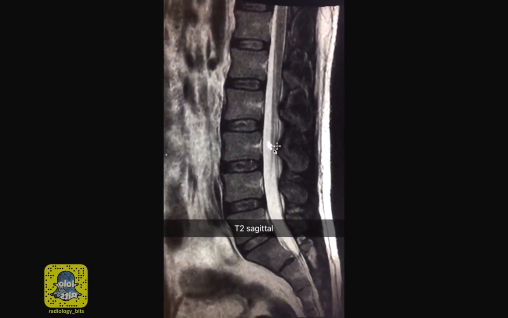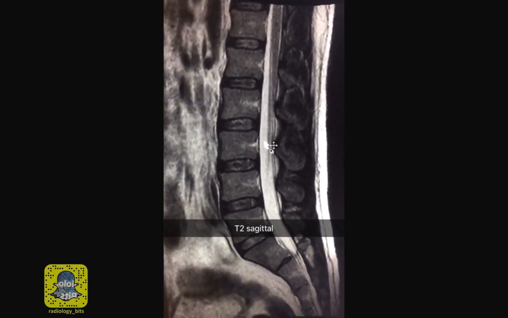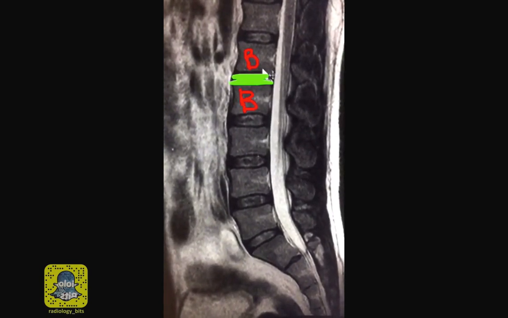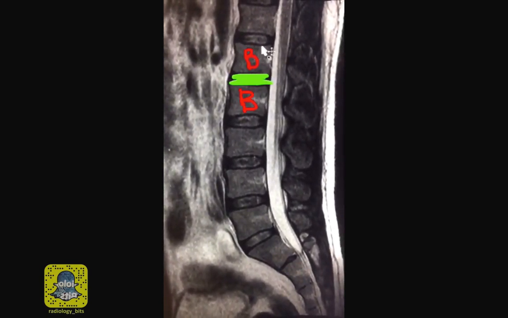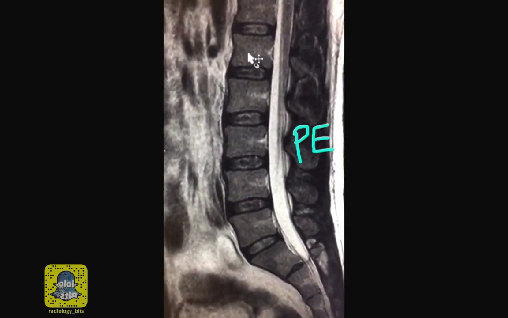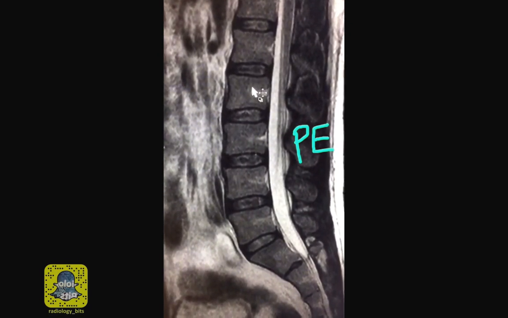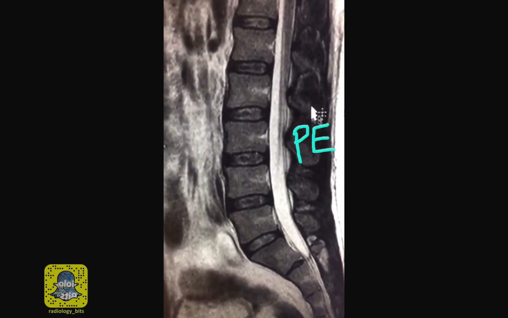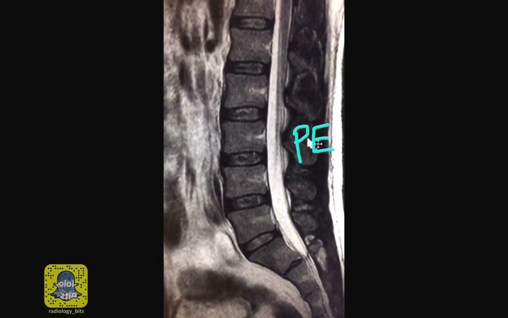This is the CSF here. It's bright, so this is a T2 image. This is the squared vertebral body, and this is the intervertebral disc. So vertebral body, disc, and so on. Posteriorly here you have the posterior elements.